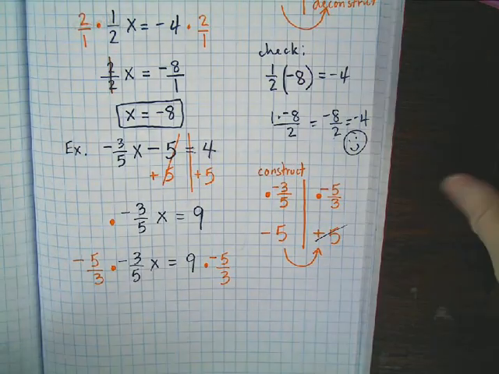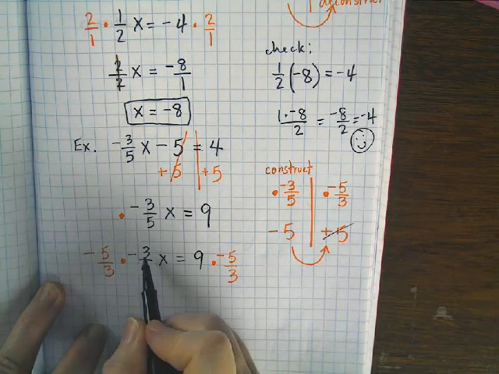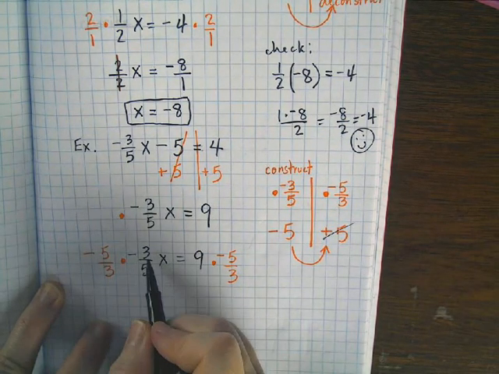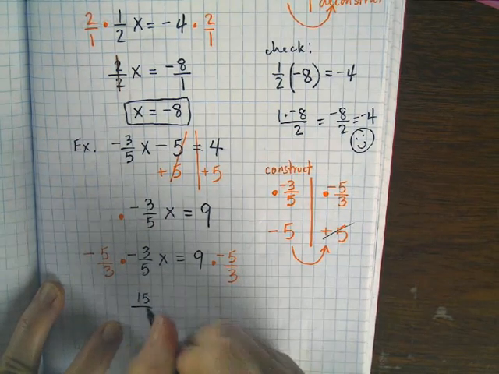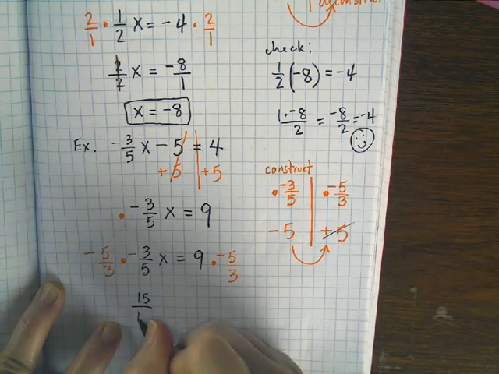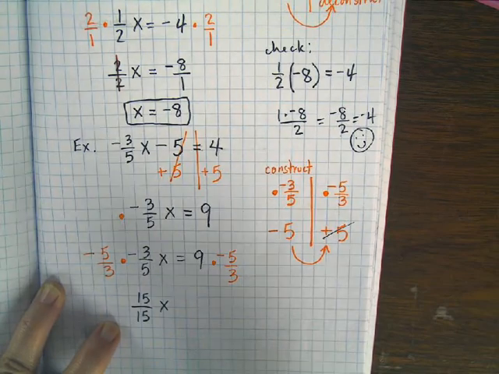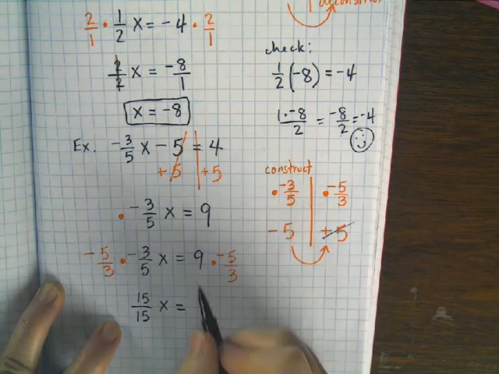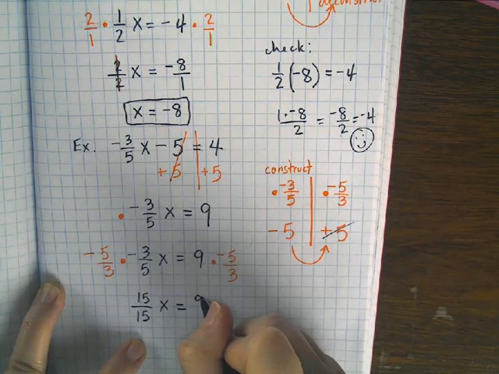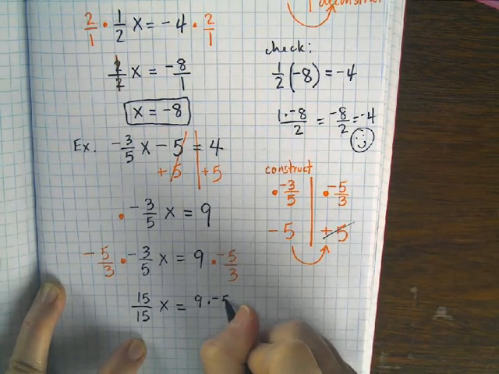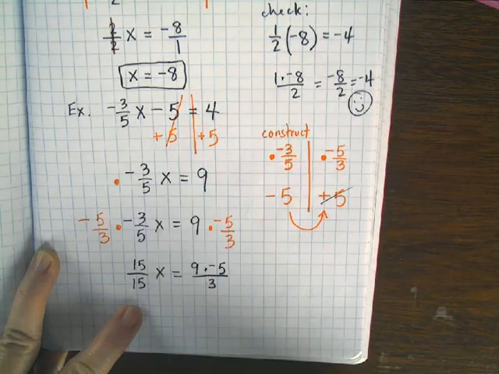So if I multiply, I'm going to multiply negative 5 times negative 3. A negative times a negative is a positive. 5 times 3 is 15. And 3 times 5 is 15. Hey, look at that. 15 divided by 15, that just equals 1. And then over here, 9 times negative, oh, wait a minute. Check this out. 9 times negative 5 over 3. I actually see something kind of interesting here.